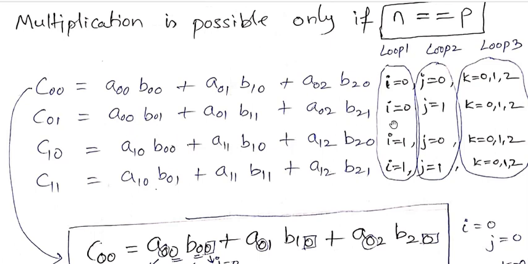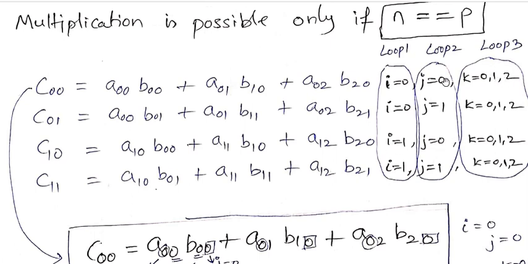So what you are seeing here, I value remained same, it is in the outer loop. J value incremented to 1 because this one loop increased, and for I is equal to 0 and J is equal to 1, K will again go from 0 to 2. That is how it will calculate C01. Now once these two are done, the number of columns are done. Now I value will increment.